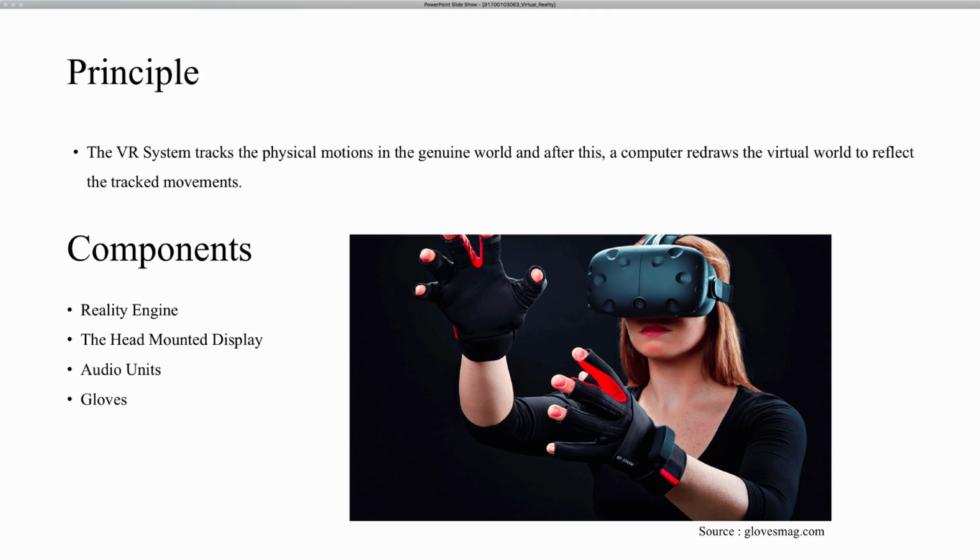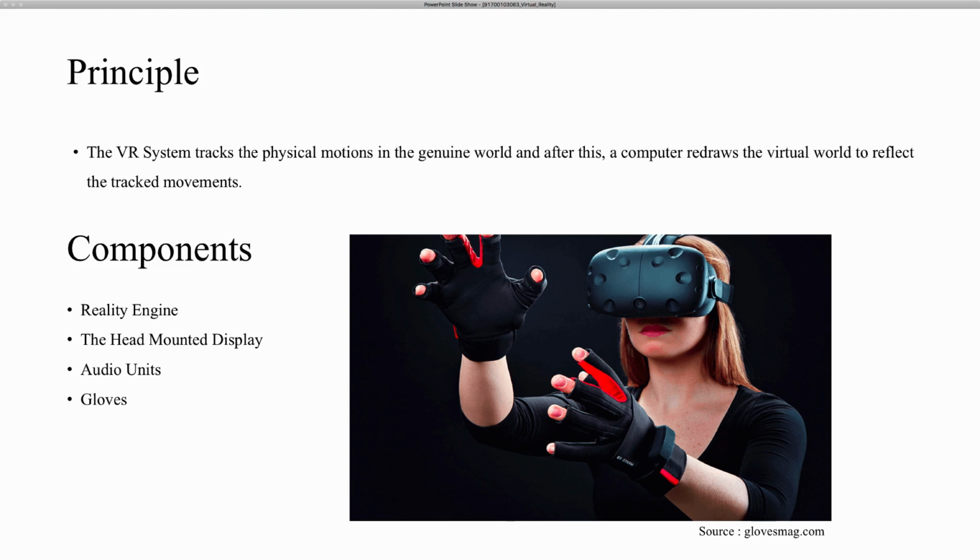The basic principle of virtual reality is the VR system tracks the physical motions in the genuine world or the real world, and after this, a computer redraws the virtual world to reflect the tracked movements. The components of virtual reality are the reality engine, the head-mounted display, audio units, and gloves. There can be a lot more, but the basic set of components would be this.